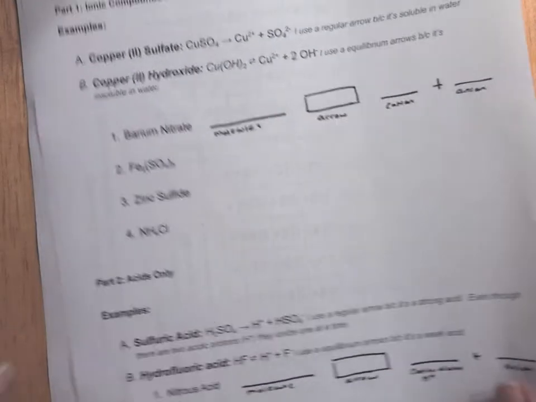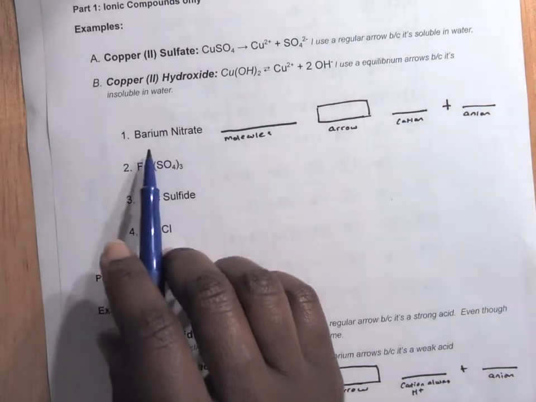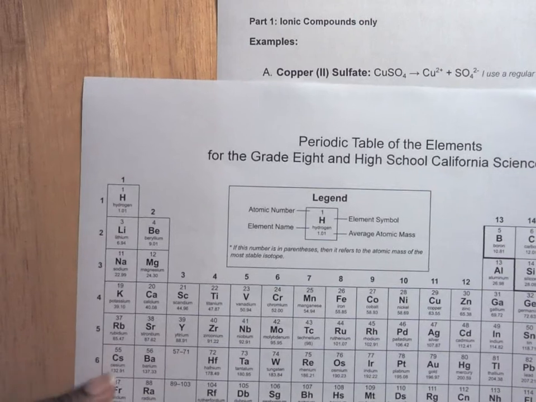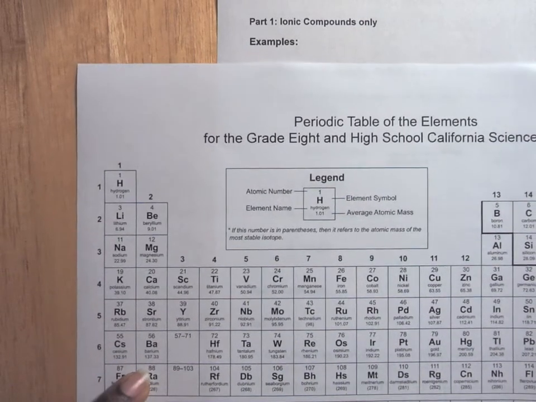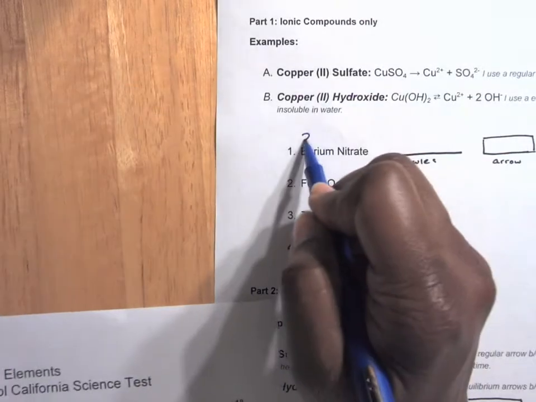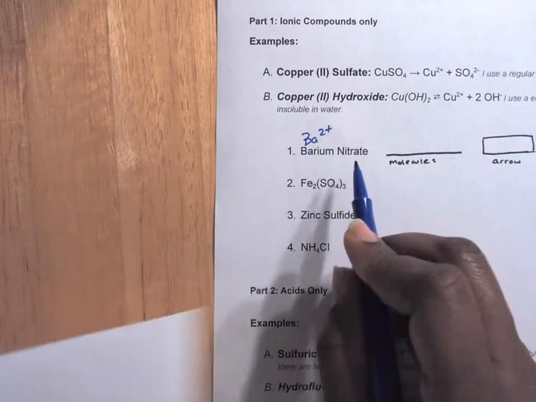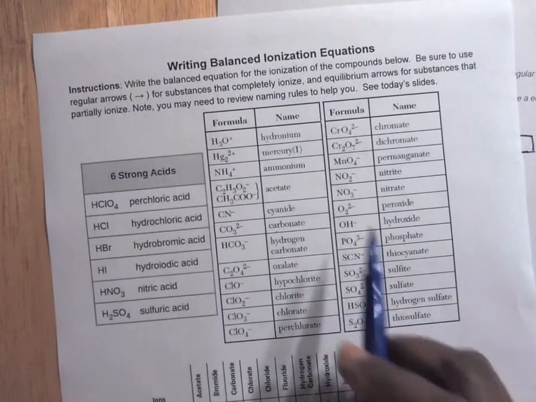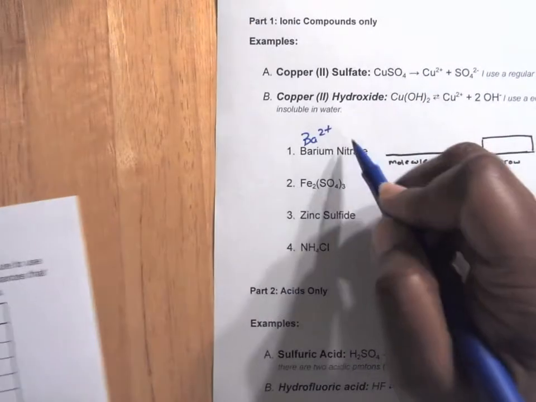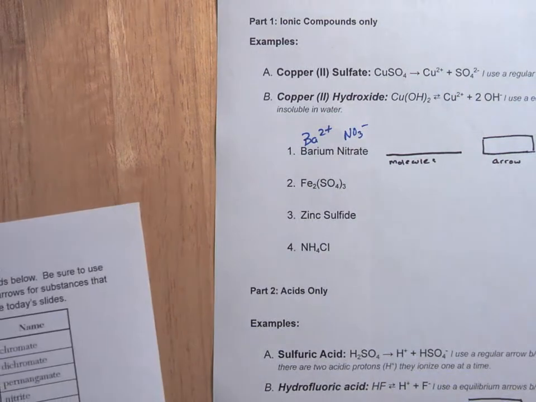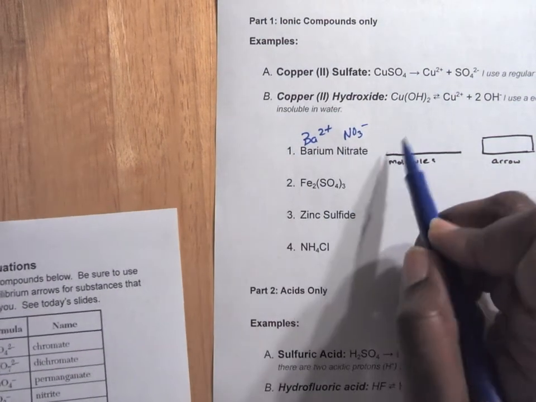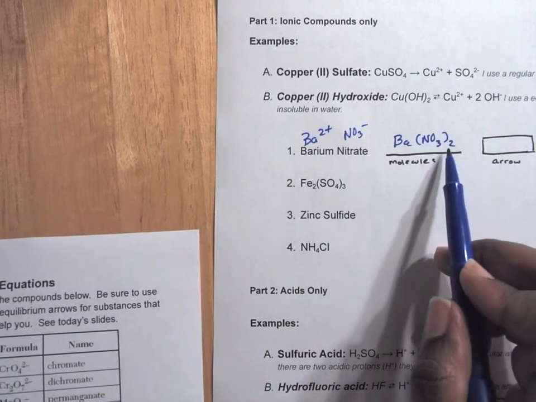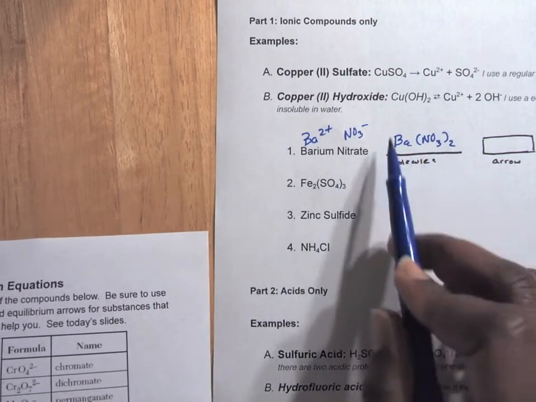So first thing is I need to write the chemical formula. Barium is a group 2 metal, so that means it has a +2 charge. Nitrate is one of my polyatomic ions, and if you look on this chart, you see it, NO3 minus. And so the chemical formula for this is going to be Ba(NO3)2. I need 2 nitrates and 1 barium, so the overall charge is 0.